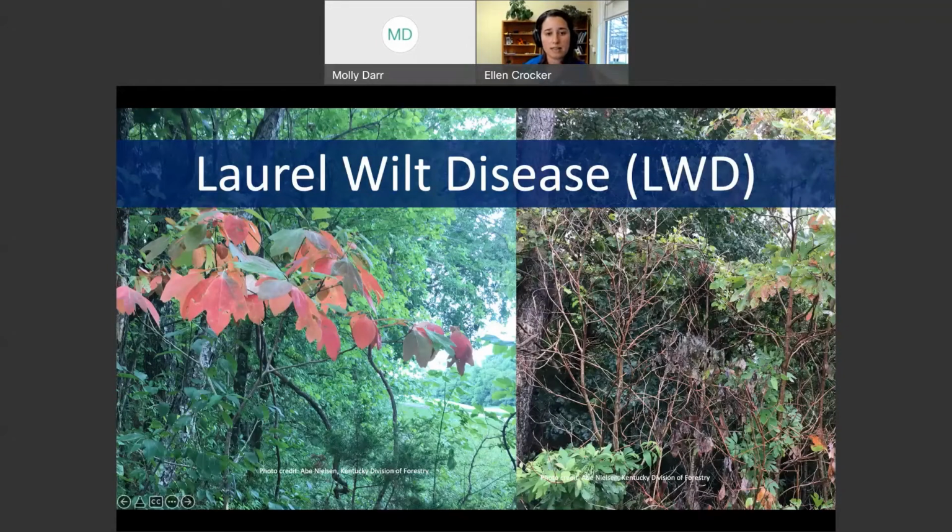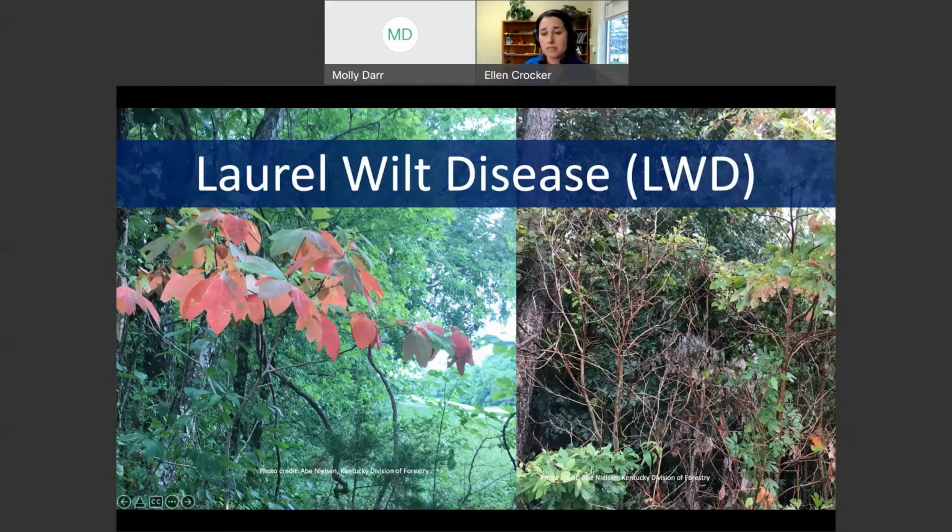Where I live in Kentucky, the tree that's being impacted is sassafras. And so sassafras has beautiful bright red and orange fall color. So seeing that in the middle of the summertime, maybe those leaves just drying up entirely, so dead leaves held on the branches, and then dead trees.